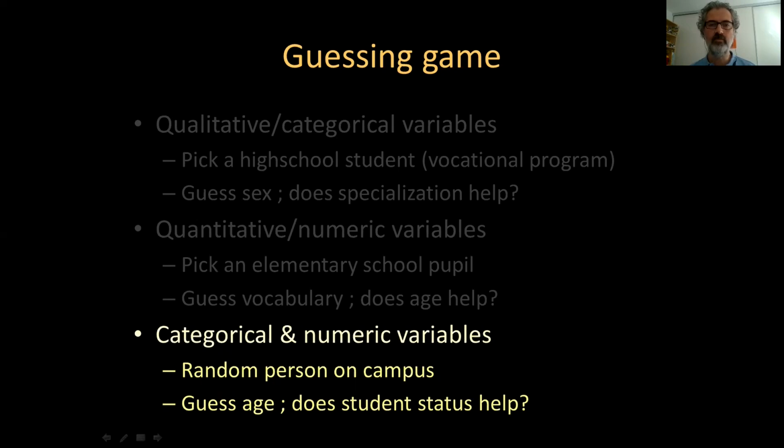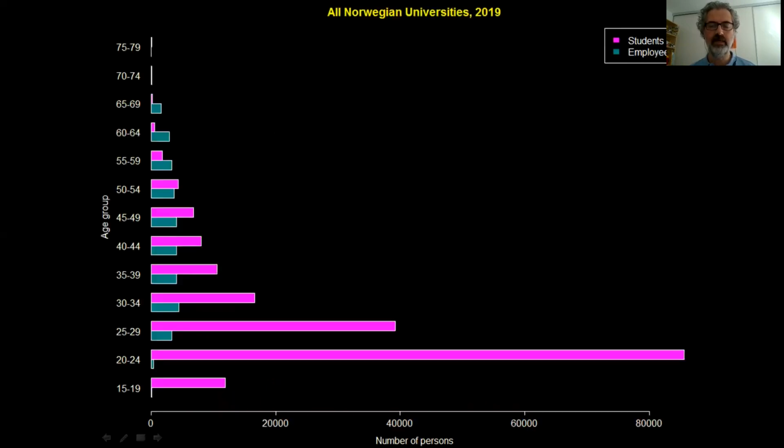Let's look at just one way this can be visualized, and later we will see more ways for this combination. So these are actual data for all Norwegian universities, employees versus students by age range. And we can see that most students are less than 30 years old, and you should probably guess their age in the 20s, whereas most employees are older than 30 years old, so you should probably guess an age in their 40s. That's because the two variables, age and status, are related.